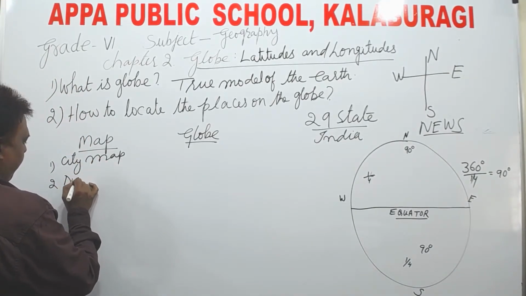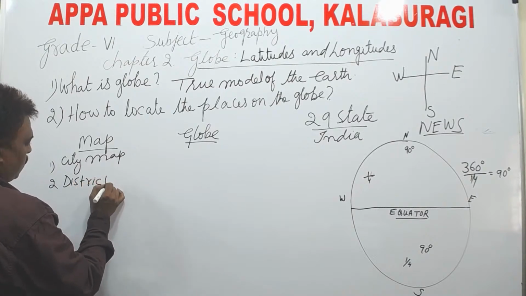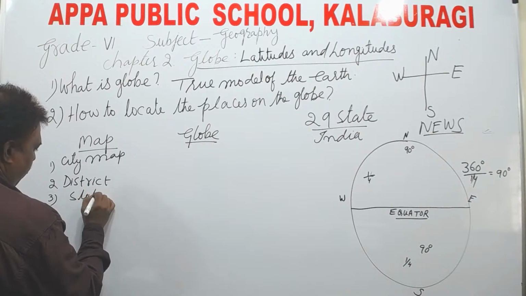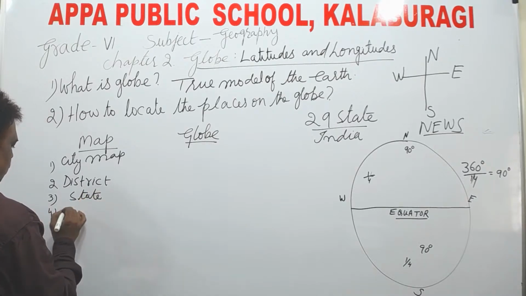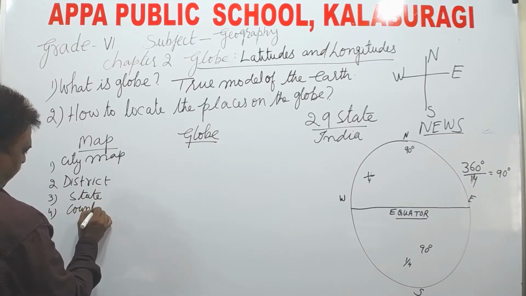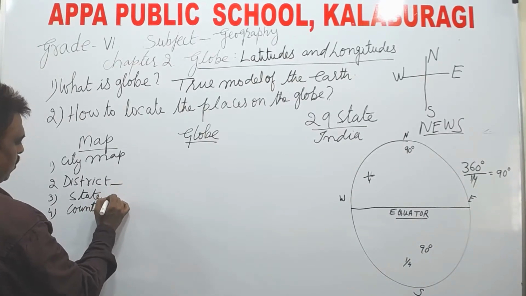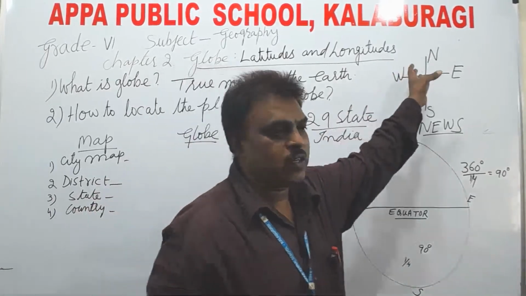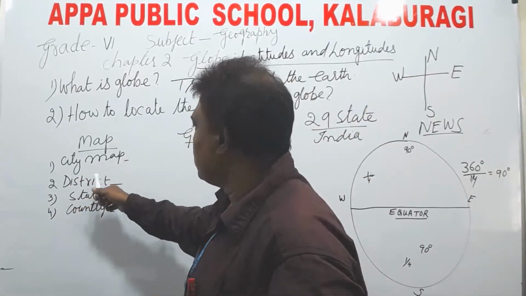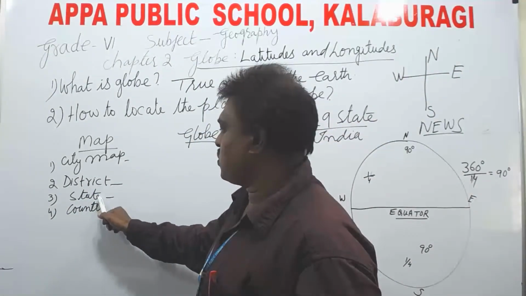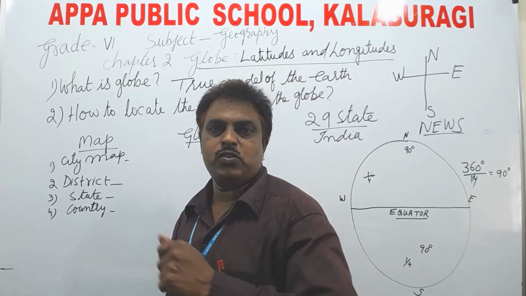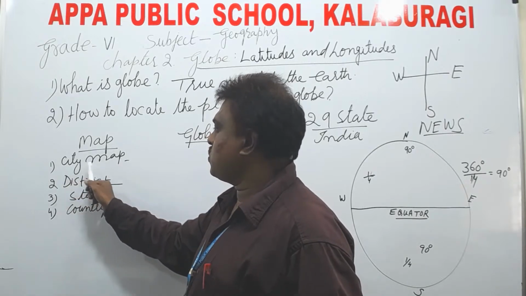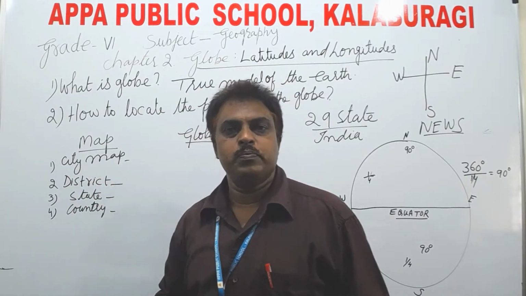Apart from this, we have district and state and country maps. Now we have all the maps. For all the maps, this is the direction of how to reach, how to move. City map is there, district map is there, state is there, country map is there. That's just how I showed. In the country map, all these things will come, but the city map will not be there on the globe.